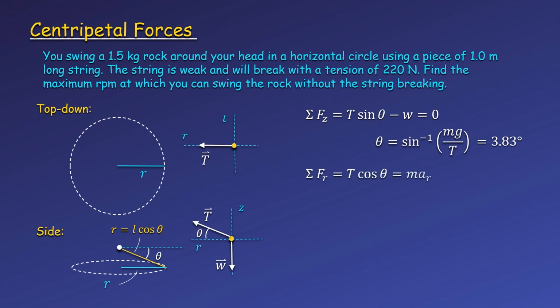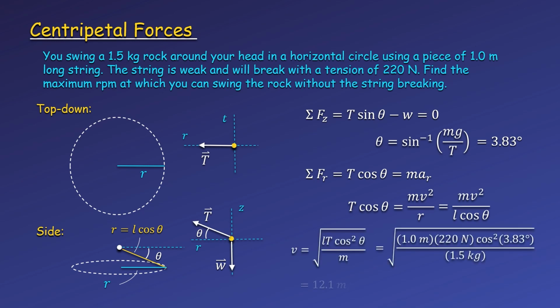Now we can move to the radial direction. We only have the radial or horizontal component of tension. This is applying our centripetal force, so we set it equal to mass times radial acceleration. Here again, we need to be careful not to plug in 1 meter for the radius. Instead, the radius is equal to this length times cosine of theta. Solving for the radius and plugging in, we get 12.1 meters per second for the maximum speed.